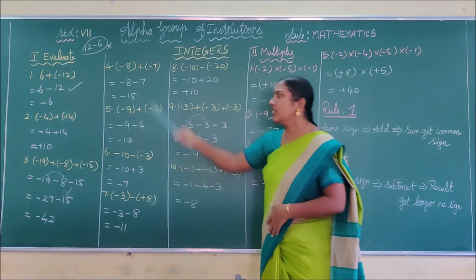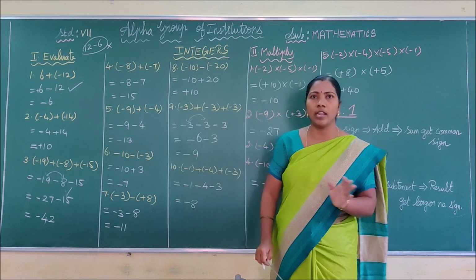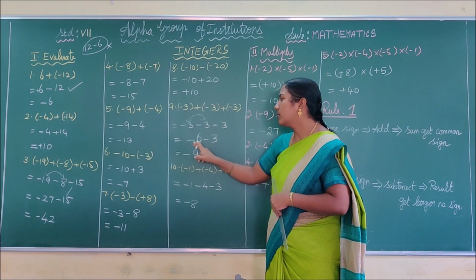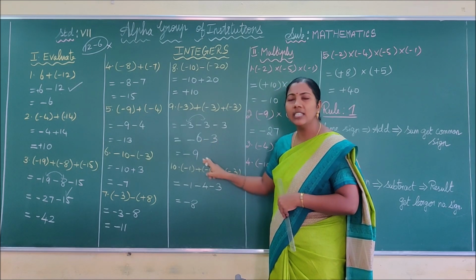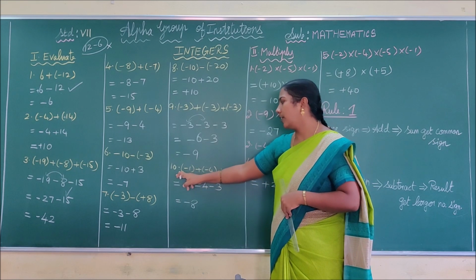This is the addition subtraction sum. So you have to follow rule 1 and rule 2 only. No need to multiply the integers. Thus minus 6, minus 3. Answer is minus 9, not plus 9. It's clear, children? Then see the 10th one.